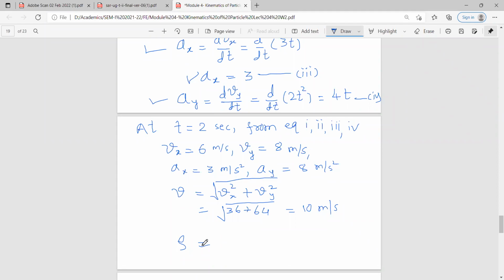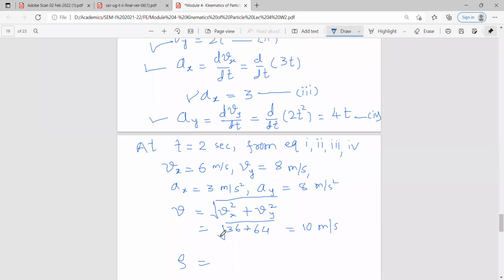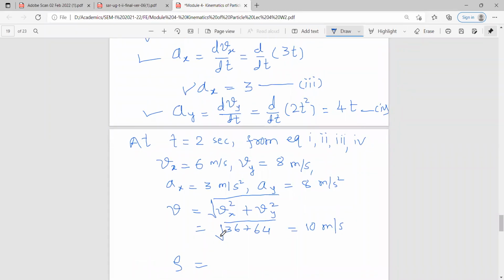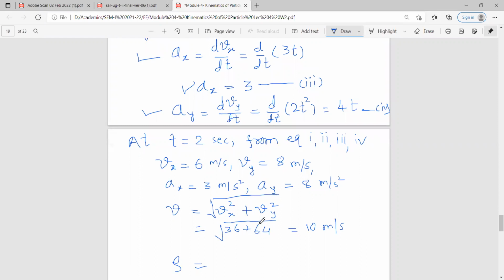Yes or no? Yes, sir. Okay. So you calculate and tell me the value of radius of curvature. Everyone, and if anybody is having any doubt, let me know that doubt.